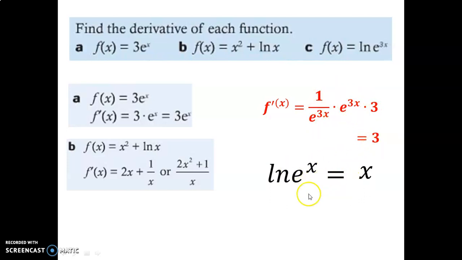The easier approach, again, is to use this rule. When we see something like this, log base e, and this exponent has a base e also, it just becomes x. So in this case, ours can be rewritten right away as 3x, because this can be rewritten as just that exponent, 3x. And now the derivative of 3x is 3.